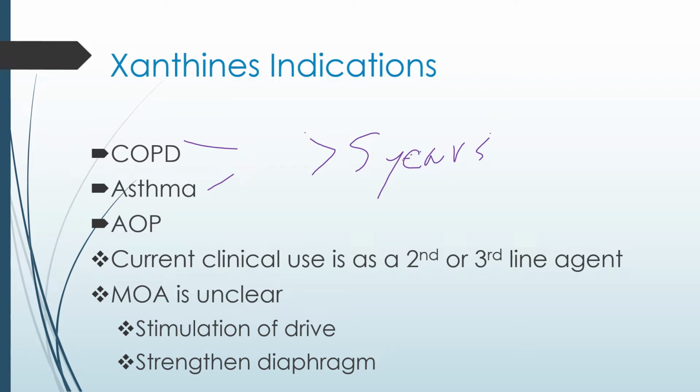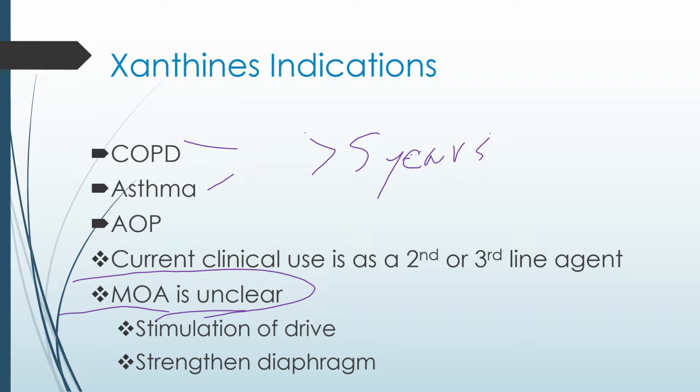Now, with COPD and asthma, it does have some bronchodilating capabilities, and we'll go into the pathophysiology. It does have some of those abilities, but it does help with the respiratory drive to breathe. And remember, with xanthines, the mode of action is unclear, right? We don't know the exact mode of action on this one.